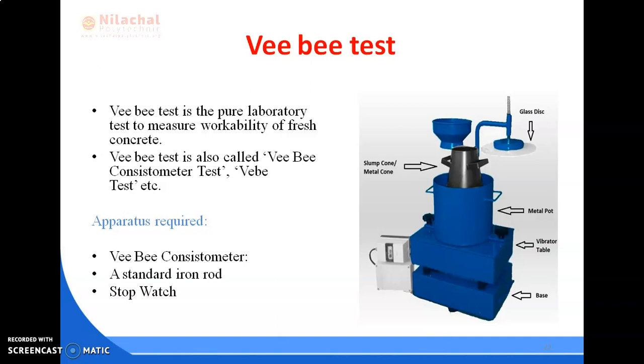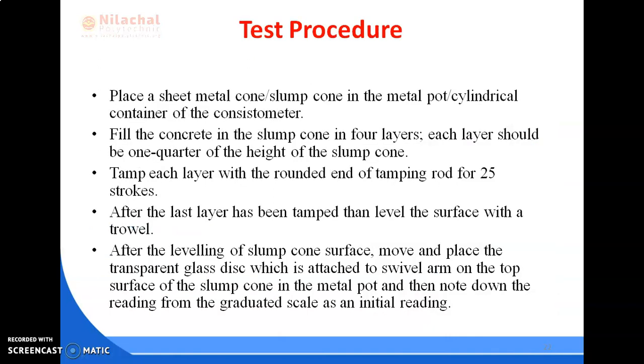Basically, this test is suitable for stiff concrete mixes having low and very low workability, and these are the apparatus as shown in the figure: VB consistometer, standard iron rod, stopwatch, this is the base, metal pot, glass disc, etc. So let us discuss the total procedure.